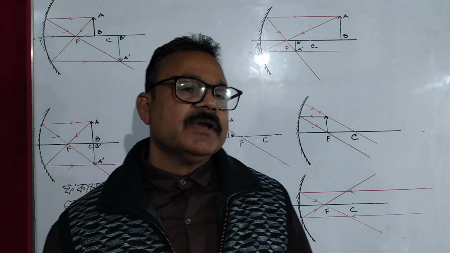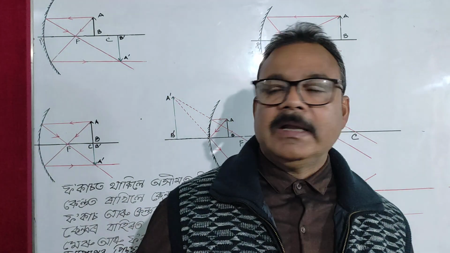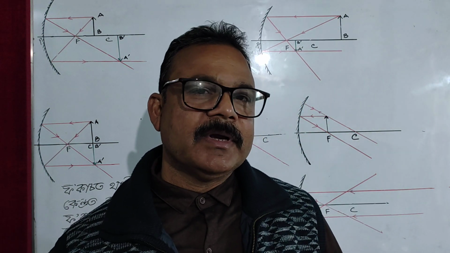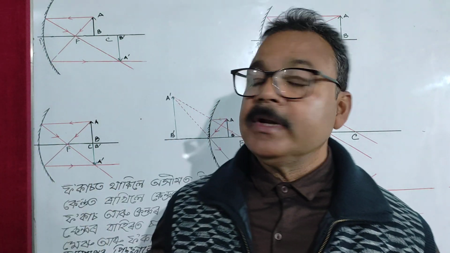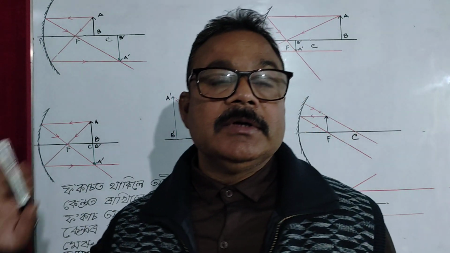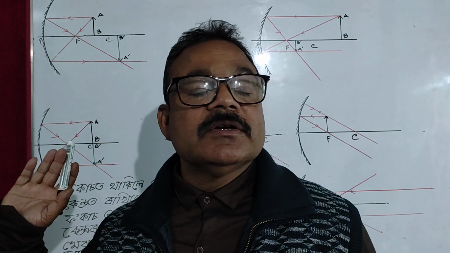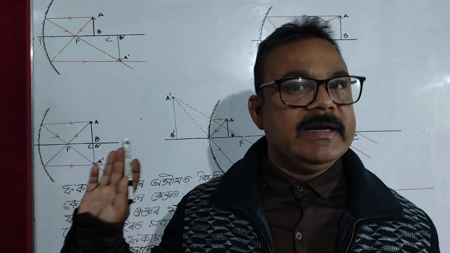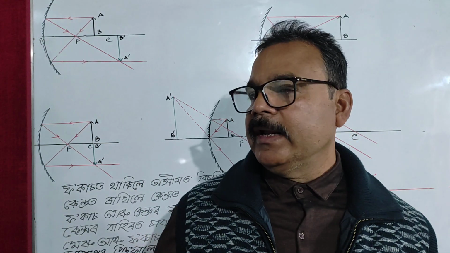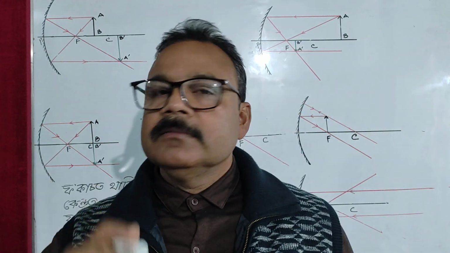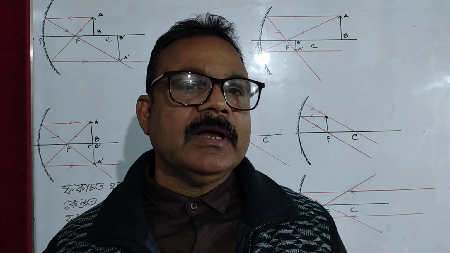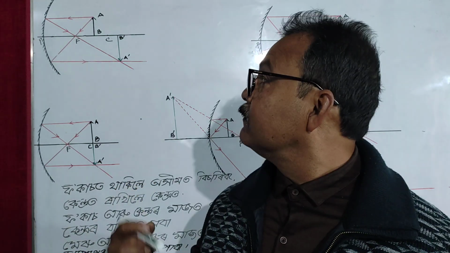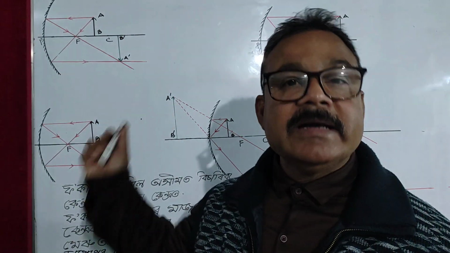But one of my heartiest requests to all of you is that instead of remembering the things, please try to take the concept. Okay, let's come to our topic. Today I am going to explain the formation of images by concave mirror as well as convex mirror with the help of ray diagram. But before that, you have to recall the laws of reflection and whatever we discussed in our previous class, and it will help to draw the ray diagram.